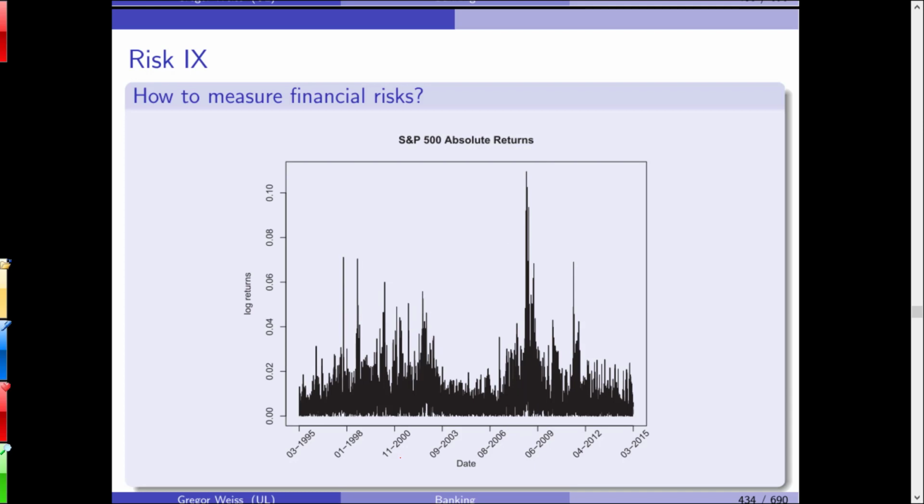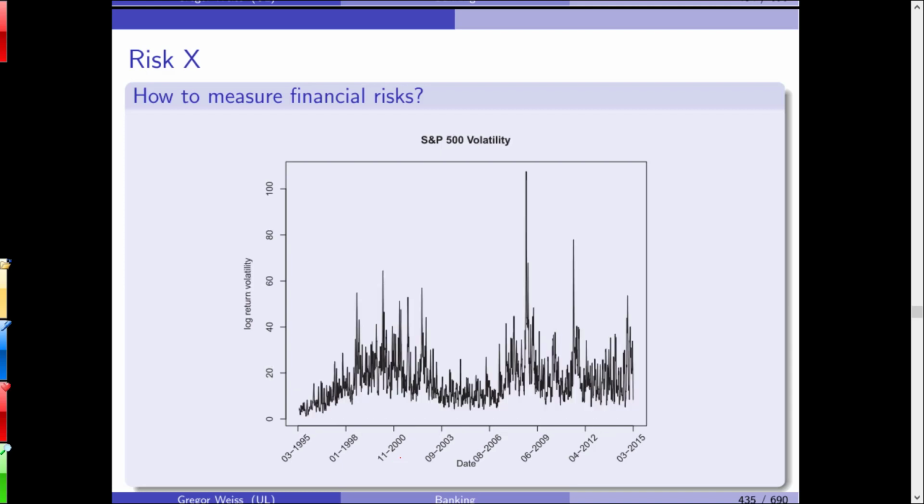You can also use absolute returns. Just in the way volatility shows you positive and negative deviations, absolute returns could also be used. It looks very similar to volatility. Again, here, this phase of high market volatility is a financial crisis.